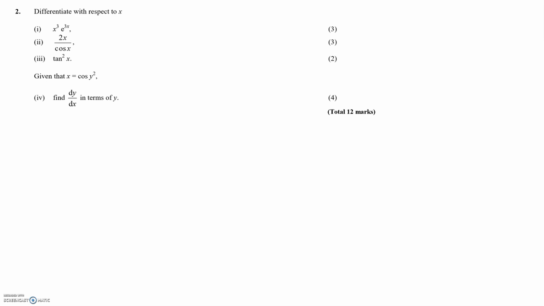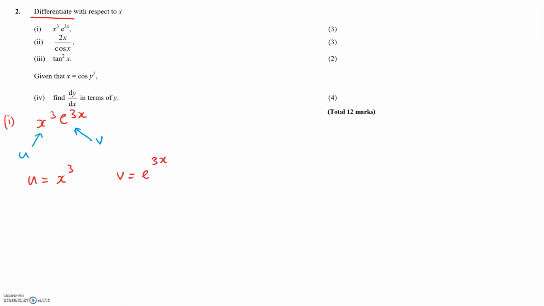Hi, welcome back. It's question 2, and now we're differentiating, and there is your clue. So in this first part, differentiating x cubed times e to the power of 3x looks like the product rule. So one of these I'm going to call u, and the other one I'm going to call v. So I'll write those down. So u could be this, and v could be this.